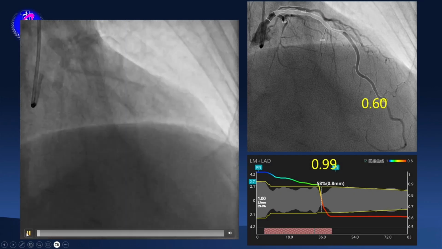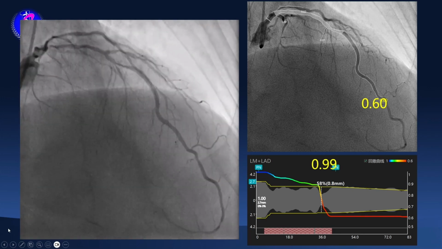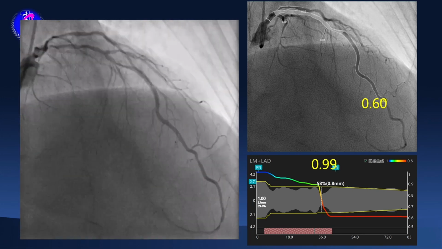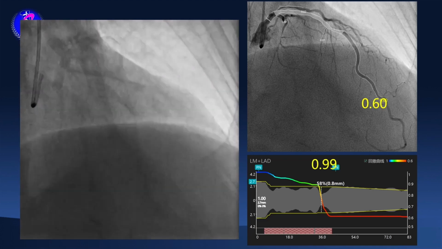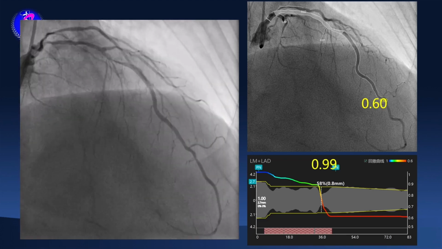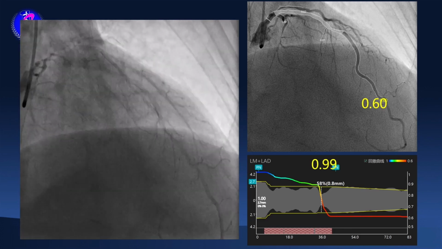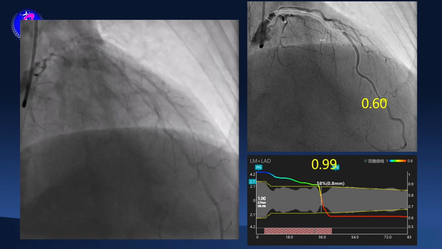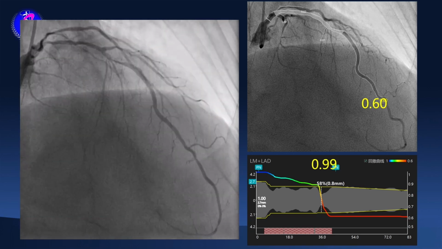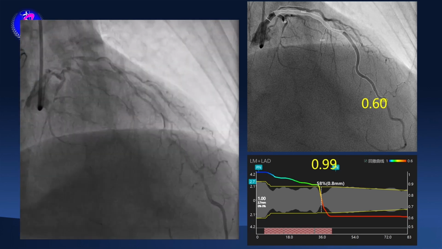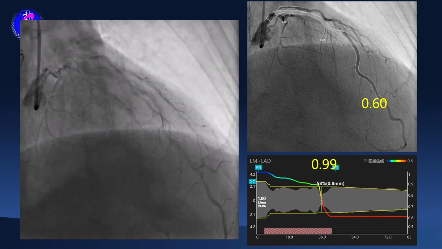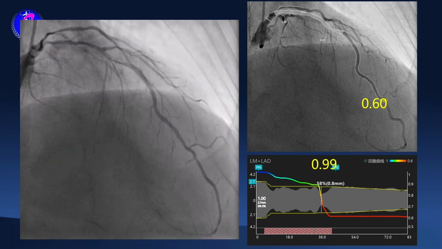Okay, previous one. So this is the LAD QFR. We can see the value is 0.6. Certainly it could also be treated. Yes, so a very diffuse, severely calcified lesion. And the virtual stenting technique showed that if we implant maybe two stents from the middle LAD to the proximal LAD, the residual QFR should be 0.99.